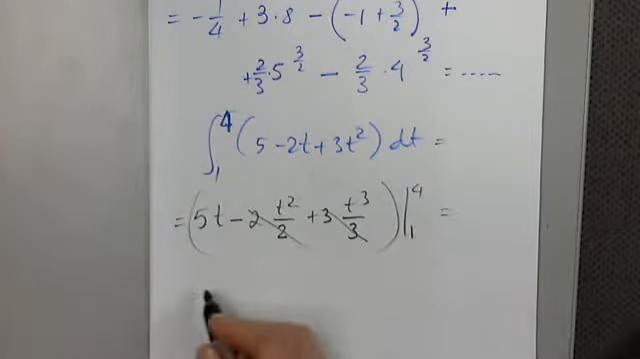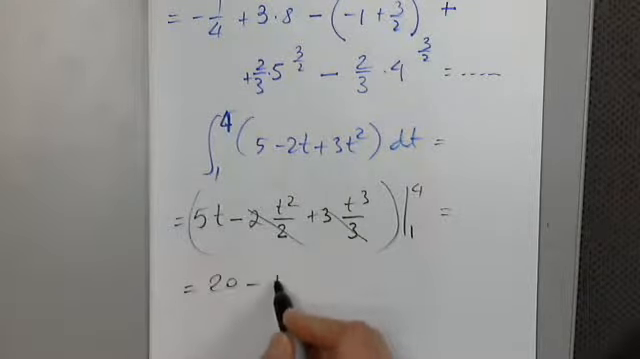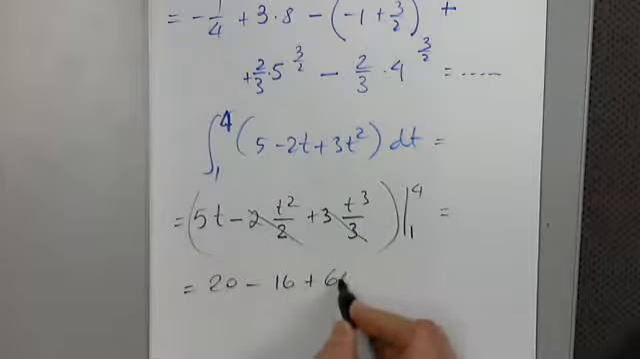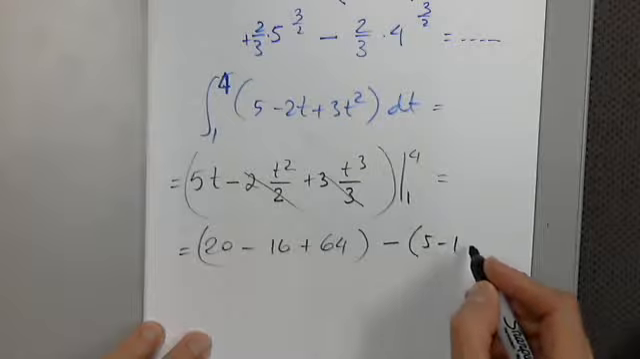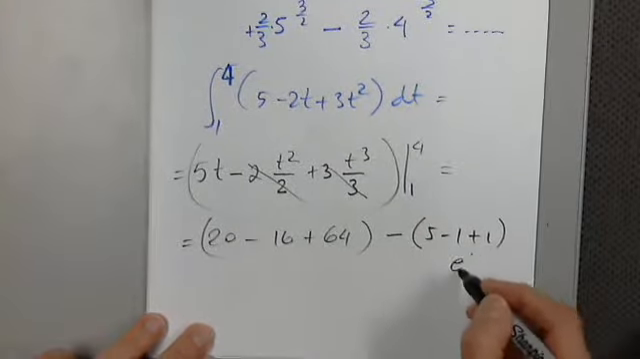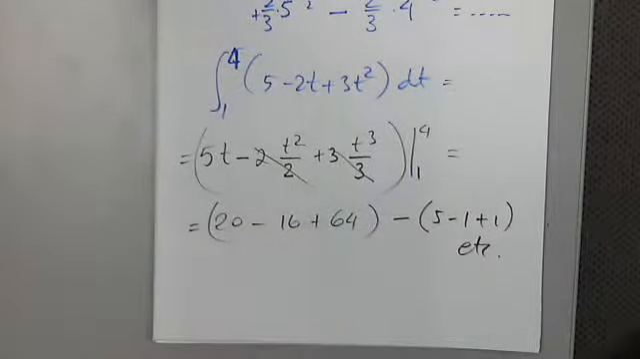So we plug in 4. So we get 20 minus 16 plus 64. And then minus, when we plug in 1, 5 minus 1 plus 1. And we can get that number, right? Okay. Next problem.